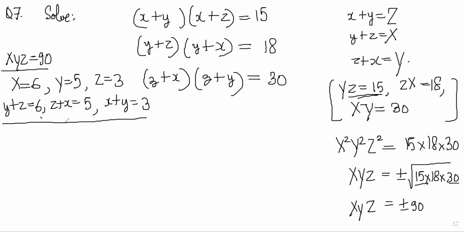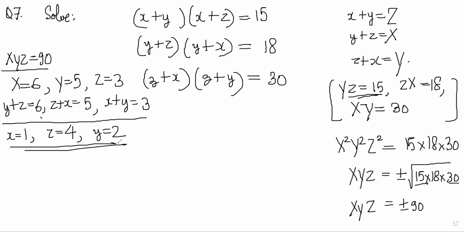Now solving this is very easy. Add up all of them, you'll get 2 times x plus y plus z. That will be basically 14, so x plus y plus z will be 7. Therefore x must be 1, z must be 4 and y must be 2. So we get one set of solutions.